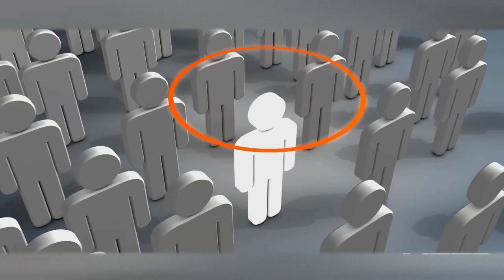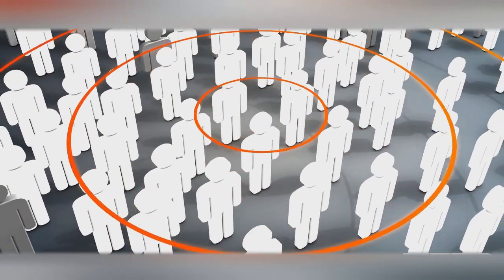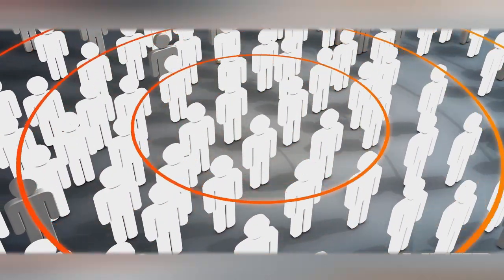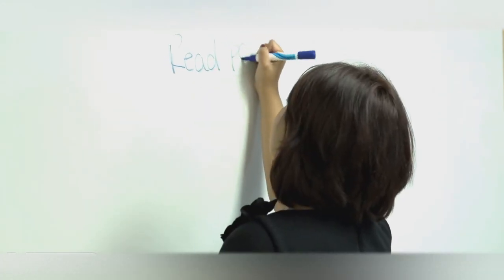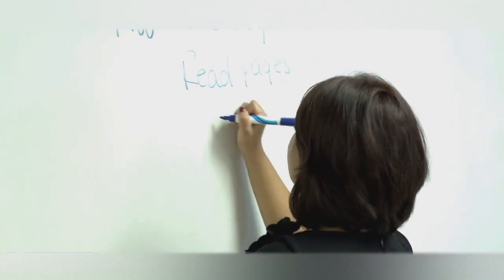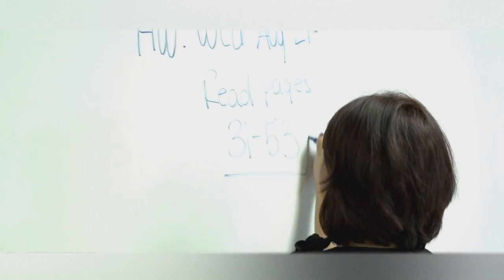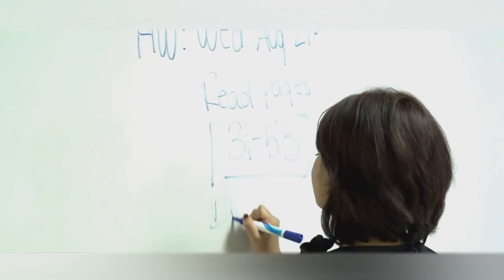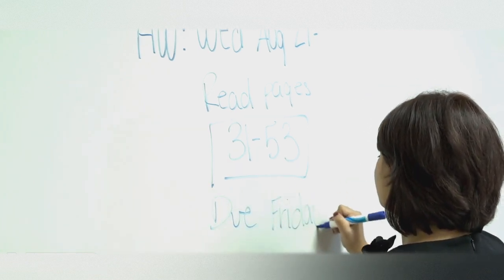Next, let's talk about indirect objects. An indirect object is a person or thing that is indirectly affected by the action of the verb. It usually answers the questions to whom or for whom. For example, in the sentence, "She sent her friend a postcard," her friend is the indirect object. She's the one receiving the postcard.